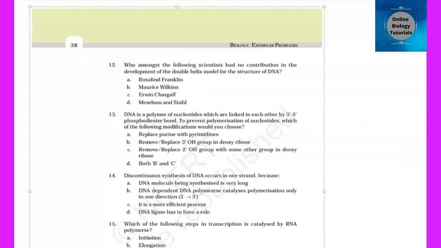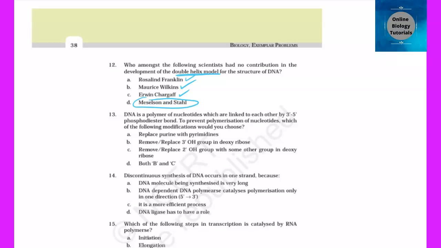Question number 12 is asking who amongst the following scientists had no contribution in the development of the double helix model for the structure of DNA. Rosalind Franklin was very much responsible. However, there is not much recognition of this lady because she died due to cancer. Maurice Wilkins, not much recognition, but he worked. Erwin Chargaff gave Chargaff's rule also, but Meselson and Stahl gave nothing related to the double helix model, right? So we'll be picking Meselson and Stahl because they talked about semi-conservative replication of DNA, not the double helical model, okay? So option D is the right answer.